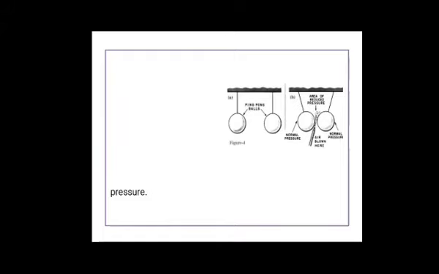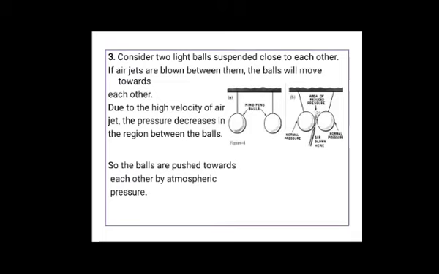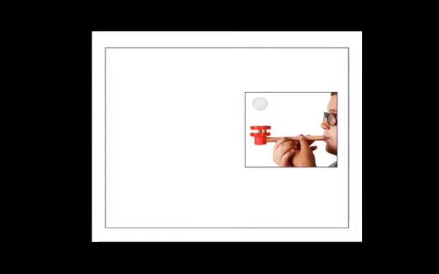Let us consider two light balls and suspend them very close to each other. If air jets are blown between them, what happens to the balls? The balls will move towards each other. What is the reason for this? Due to the high velocity of the air jet, the pressure decreases in the region between the balls. So the balls are pushed towards each other by atmospheric pressure. This one is very simple and very interesting.